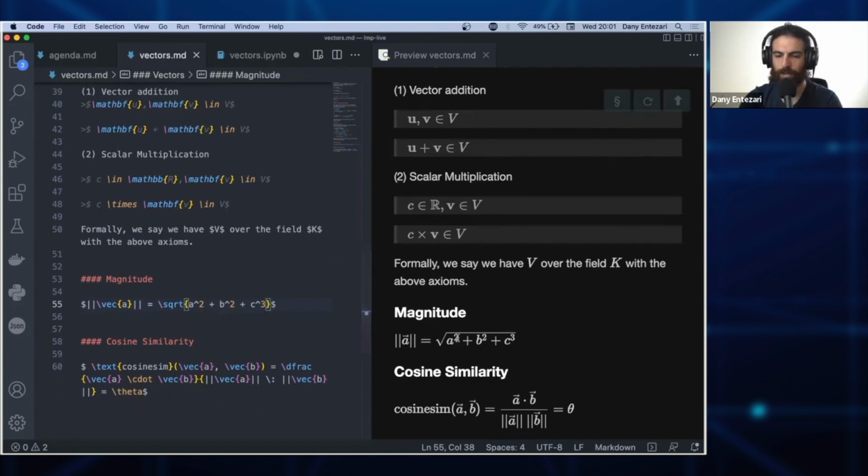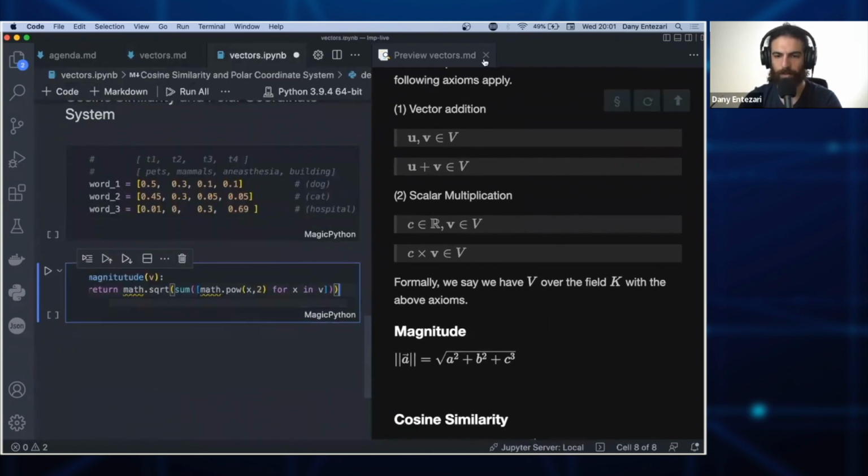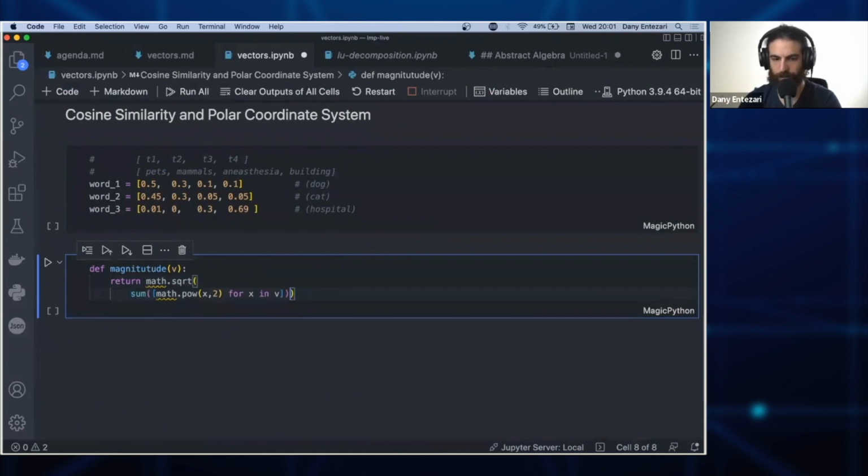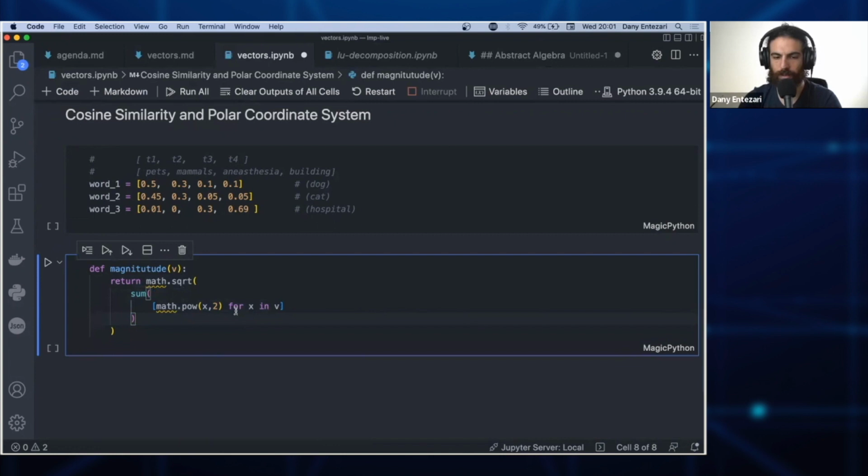So how do we calculate this in Python? Here, let me close this. What I'm doing here is enumerating over all the components in the vector V. So V is a vector. And we denote X. Let me put X sub I, just to make it especially clear. X sub I is a component in V, in the vector V.